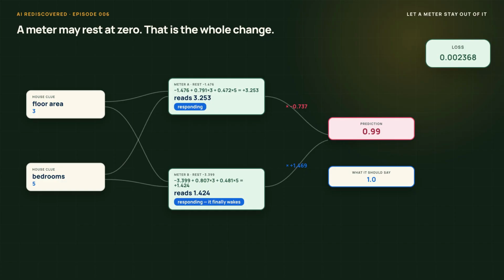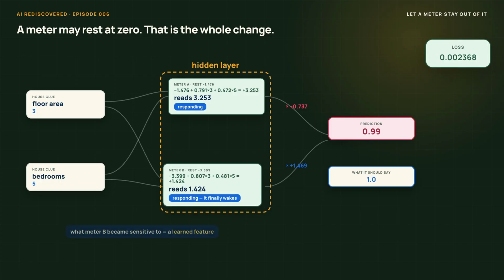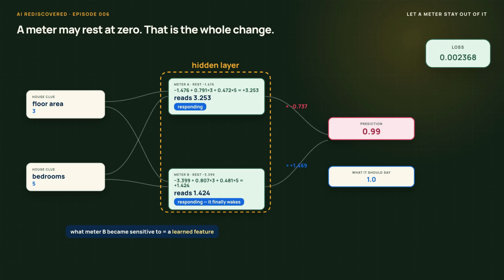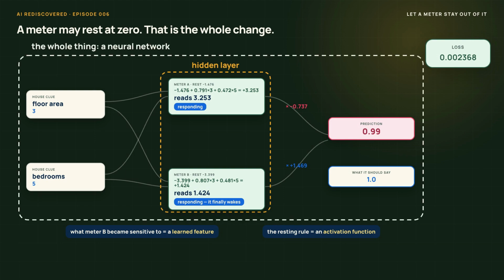Now, and only now, the names. That blank middle row is a hidden layer. What each meter became sensitive to is a learned feature, or a representation. The resting rule is an activation function, and the whole structure is a neural network. Notice that we did not need a single one of those words to invent it.